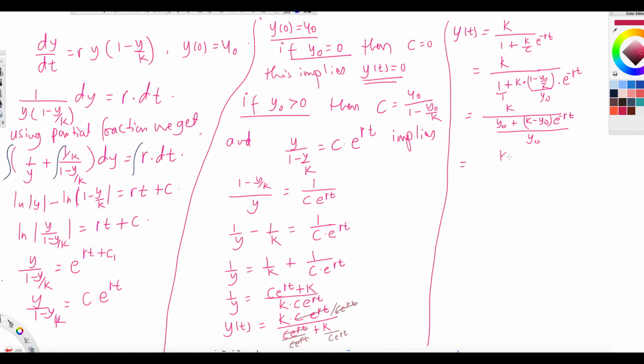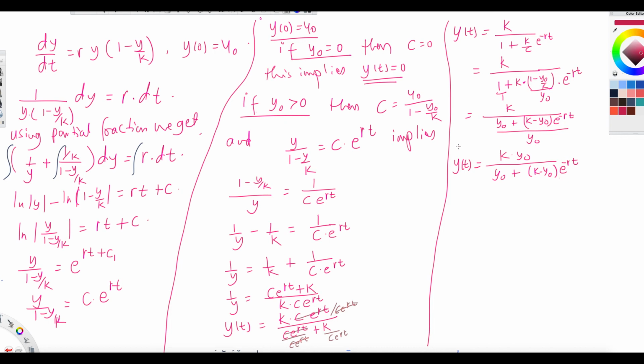So it will be k times y0, because it is like a fraction divided by another fraction: the first fraction times the reciprocal of the second fraction. So y0 divided by that. So this is what you get: y0 plus k minus y0 times e to the negative rt. So this is the value of y of t. This is the final solution, the explicit solution for the logistic equation.